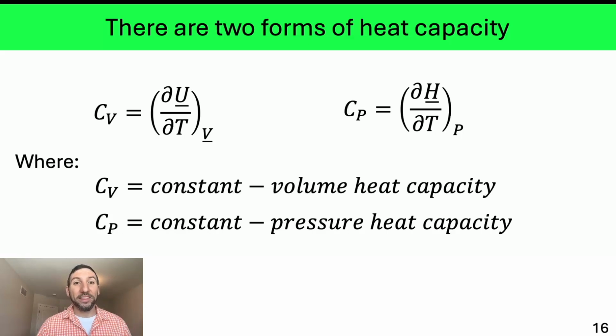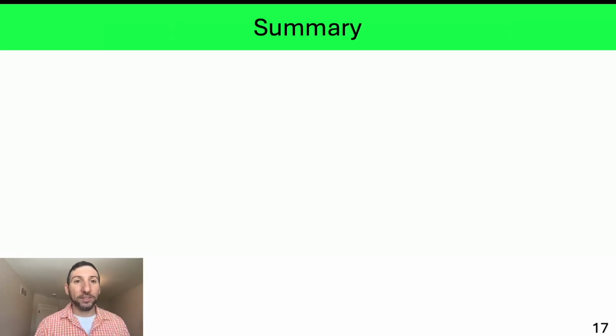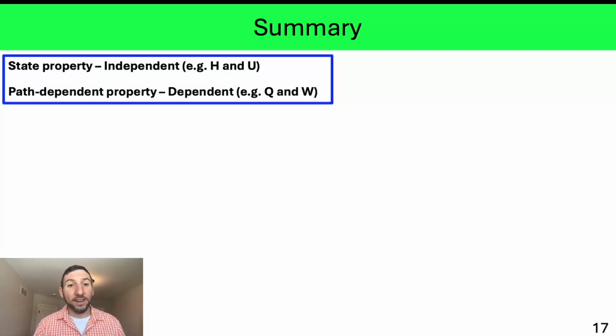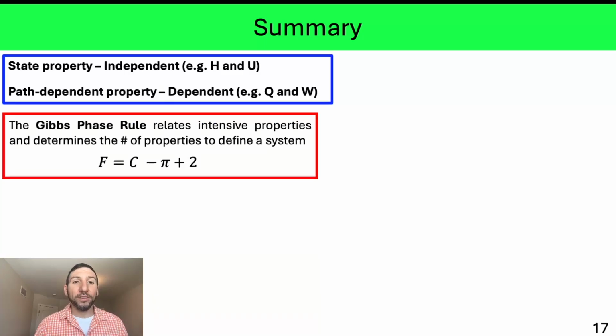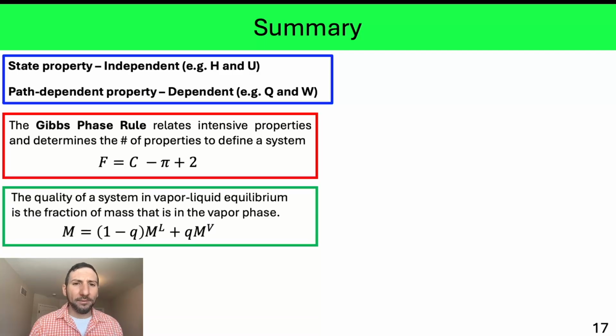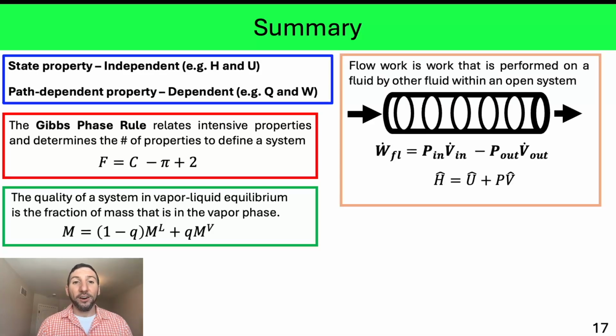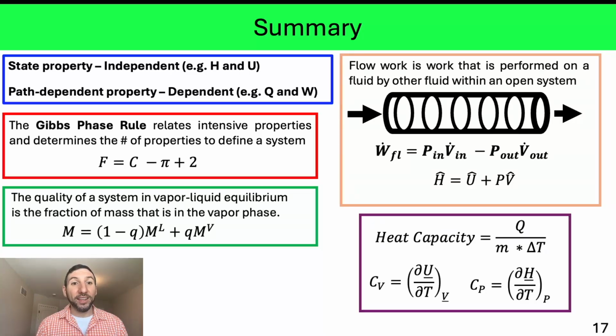So now that's going to wrap up our video. And just to sum up everything, we talked about a state property, which is independent, and a path-dependent property, which is dependent on the path. We talked about Gibbs Phase Rule, that's going to relate a lot of intensive properties to fix and define our state. We talked about quality and how we can use quality to calculate different intensive properties when you are hovering between saturated liquid and saturated vapor. We talked about flow work and a new energy term that comes from it, which is enthalpy. And finally, we talked about that with heat capacity, there are actually two forms of heat capacity, a constant volume and constant pressure heat capacity.